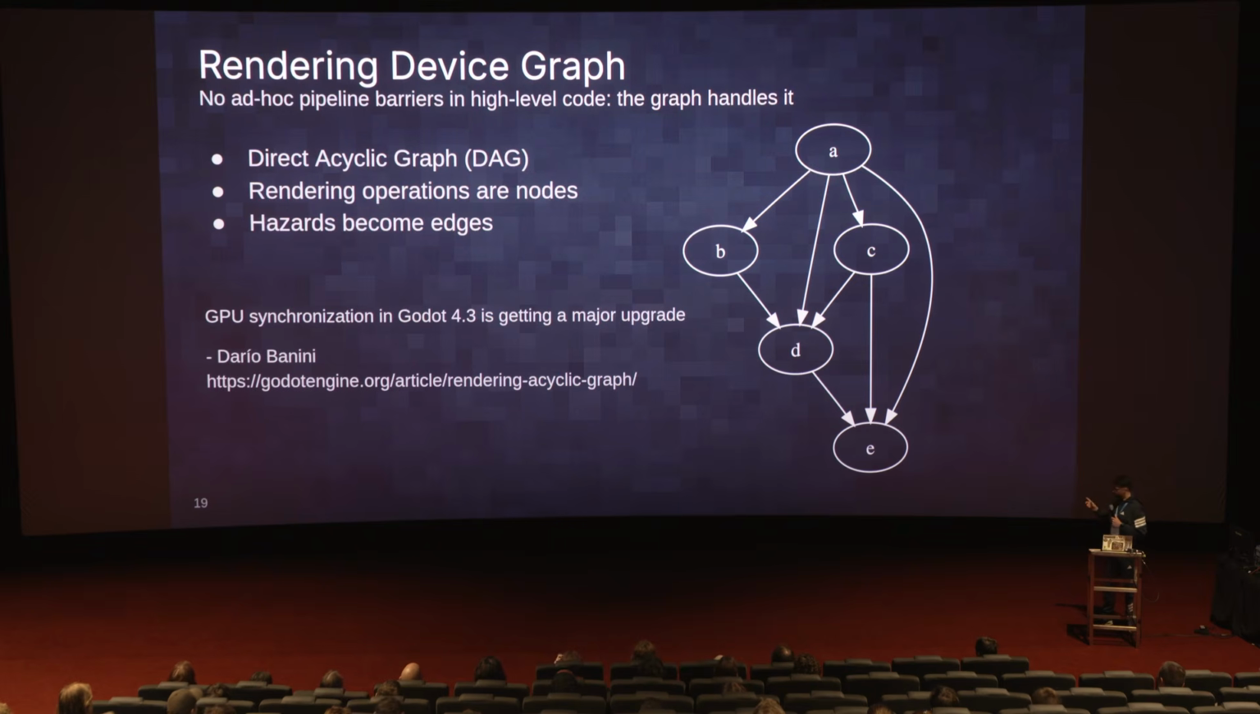Resource usages are things like, do I read from the resource? Do I write onto the resource? Do I use it for a specific reason? With this information, the RenderingDevice graph is able to detect the right dependencies between the operations and the resources, and it generates barriers for me. There is a really nice blog post on the Godot Engine website written by Dario Banini, called GPU Synchronization in Godot 4.3 is Getting a Major Upgrade. If you want to get a better understanding of the topic, I'll definitely recommend reading that.